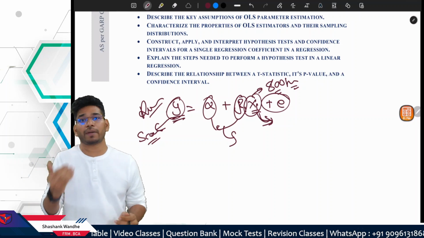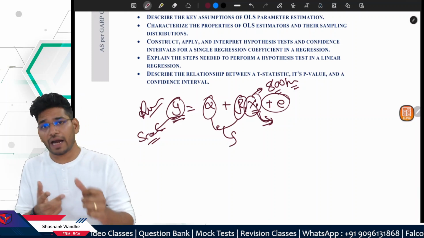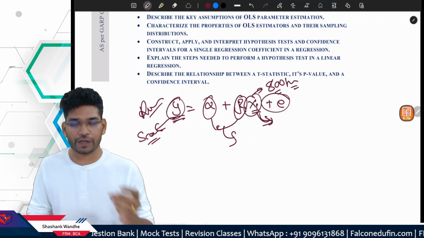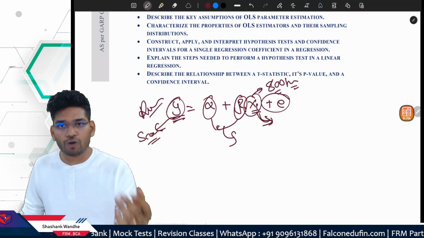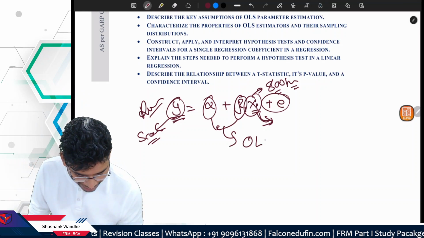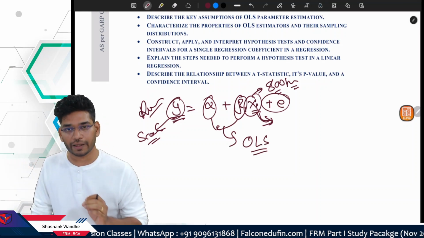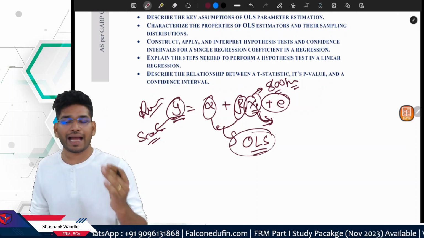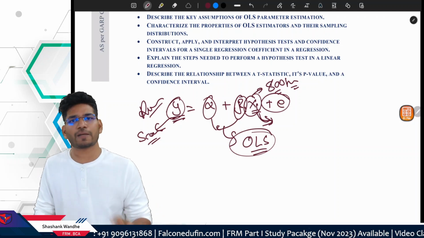Now here there are multiple methodologies available for the calculation of alpha and beta. Alpha is known as the intercept, beta is known as the slope coefficient or the regression coefficient. To calculate alpha and beta, out of multiple methodologies, we have to focus on only one, which is known as the OLS, ordinary least squares method. This method has predefined rules. You have to apply those rules and do the calculation. That's it, as simple as that.